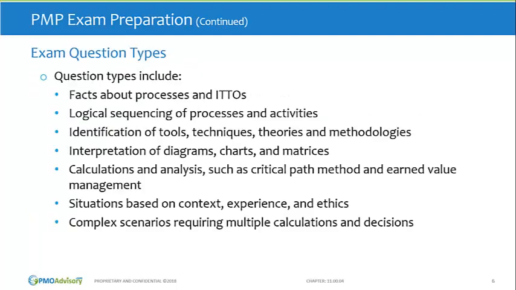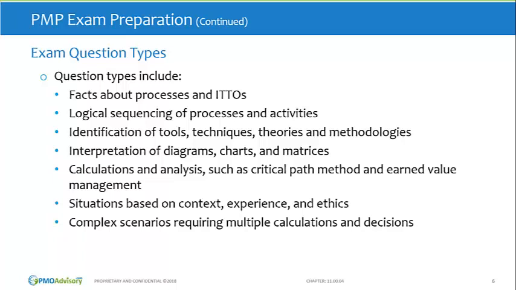Here are common question types. Facts about the processes and ITTOs. Logical sequences for processes and activities. Identification of tools, techniques, theories, and methodologies. Interpretation of a diagram, chart, or matrix. Calculations and other quantitative analysis, such as the critical path method and the earned value management techniques.